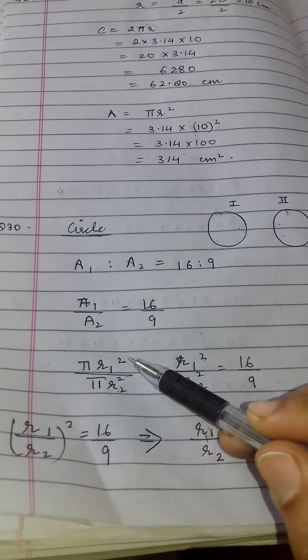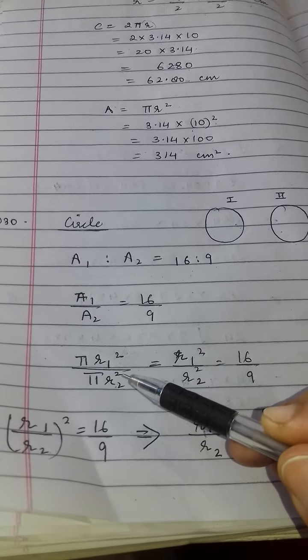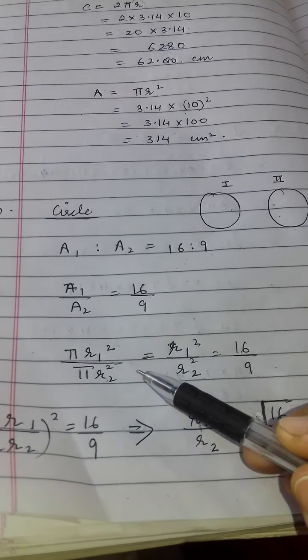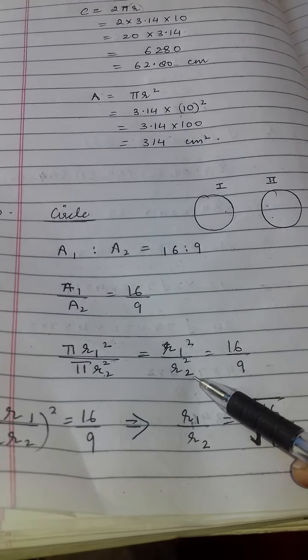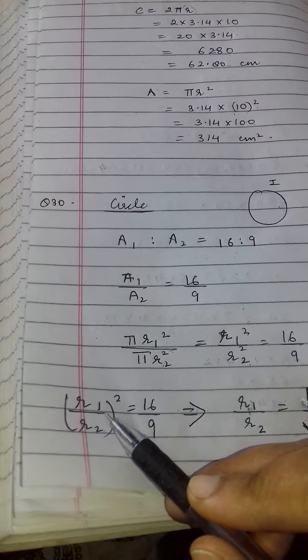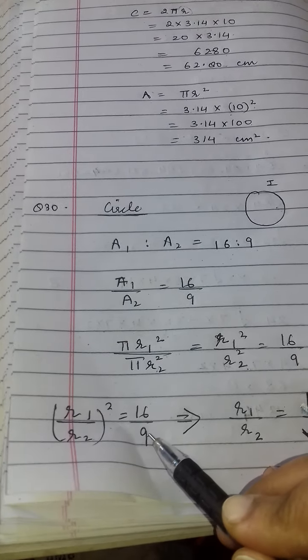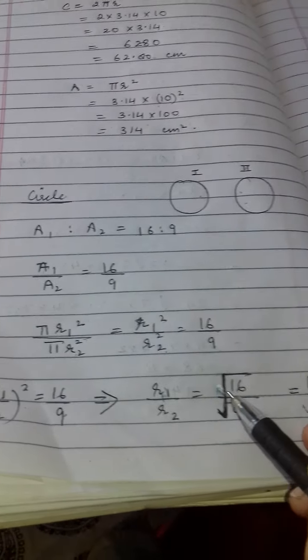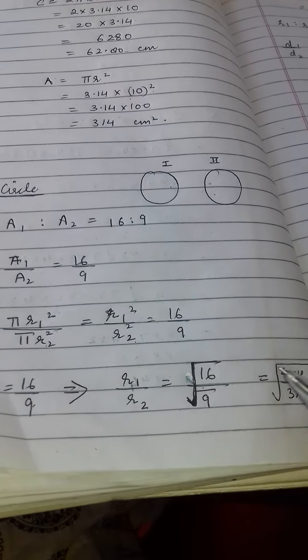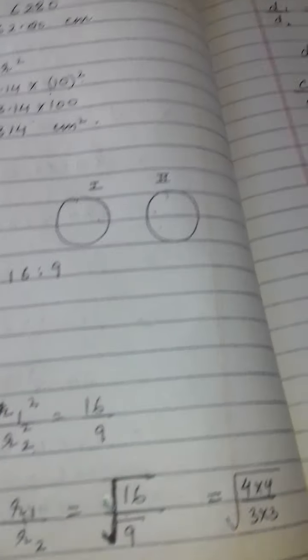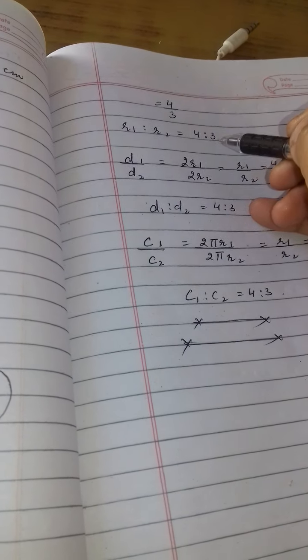So pi r1 square upon pi r2 square. Pi cancels pi. r1 square upon r2 square. Now this, r1 upon r2 whole square, is 16 upon 9. Now this square will go to the other side and it will turn to root. 4 4s are 16, 3 3s are 9. So r1 upon r2 is 4 by 3.